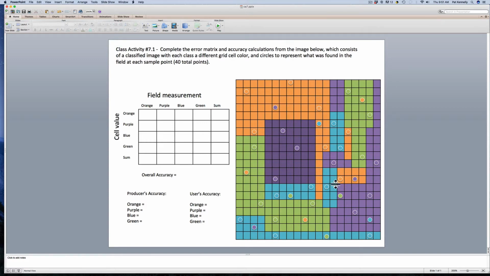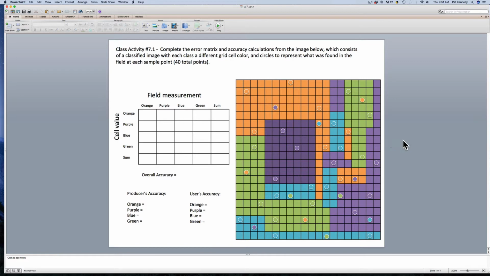This is our map here, and this shows a classified image that has 4 different classes: orange, green, purple, and blue. And then each of the circles here represents a point where a field measurement was taken. So in this case, it was believed from the image interpretation that this was an area of purple, and then when someone went out and looked at the field, it was indeed purple, so they put a purple circle there. A lot of these are right, some are wrong, like this purple circle, which is in an area that the image interpretation said should be orange.